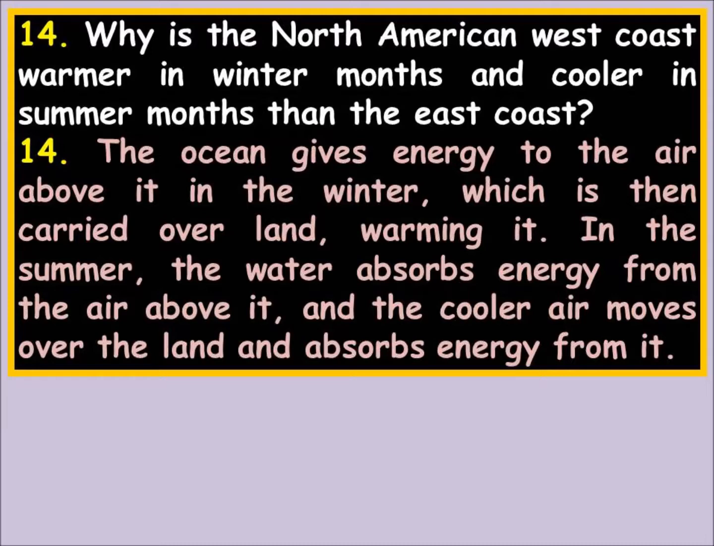In the summer, the water absorbs energy from the air above it, and the cooler air moves over the land and absorbs energy from it. Something that the problem doesn't really say is that in the northern hemisphere, weather moves from west to east. So the water is west of California, say, and it will move west to east. And that's why you have palm trees in San Francisco, which has the same latitude as Washington, D.C. It doesn't really freeze very much, and if it does, it really doesn't freeze the ground terribly.